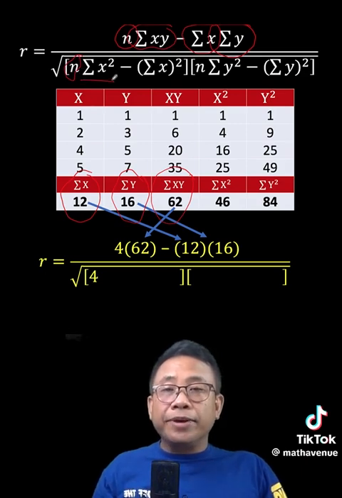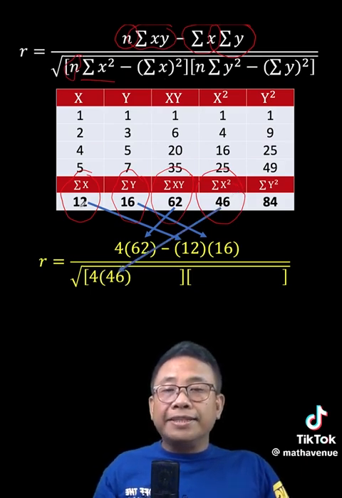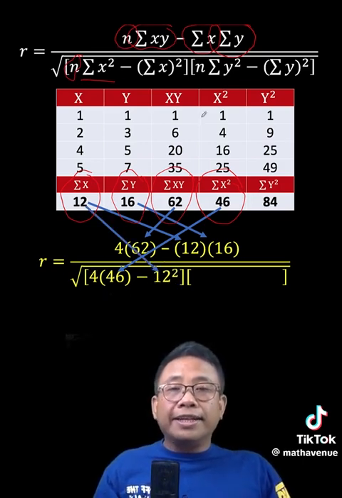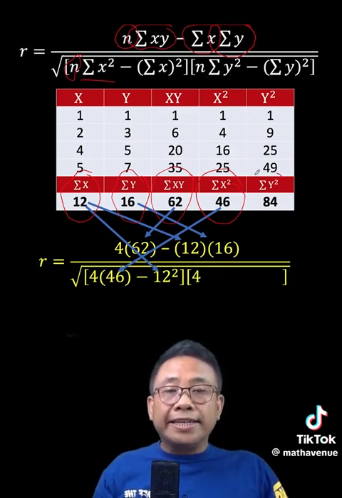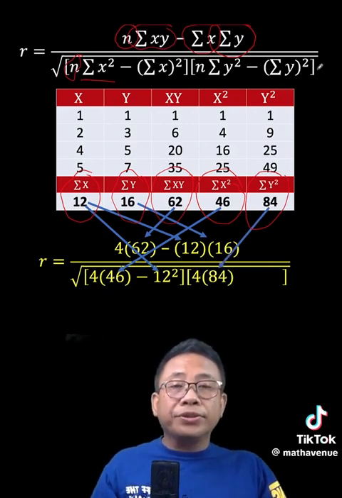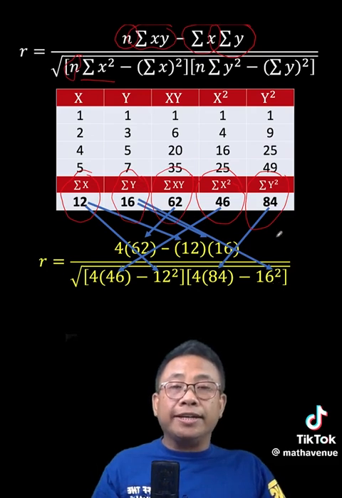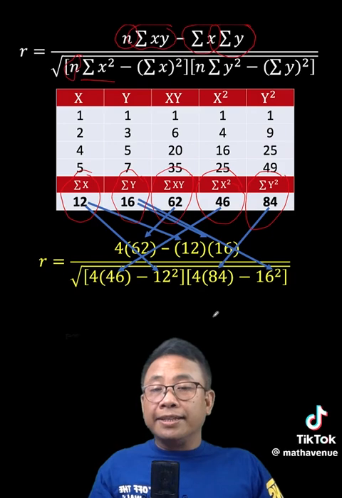Then sigma x squared is the sum of the column x squared, which is 46, minus sigma x. Our sigma x is 12, and we square it, so we have 12 squared. And make sure you copy the minus sign. That is one factor. The other factor is n, which is 4, times sigma y squared, which is this column total, which is 84, minus sigma y squared. Sigma y is 16, and squaring it, we get 16 squared. And don't forget the minus sign. All the rest is just arithmetic simplification.